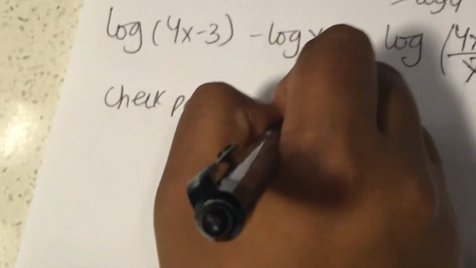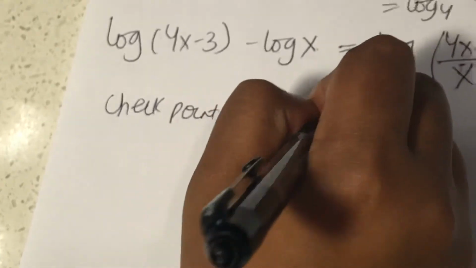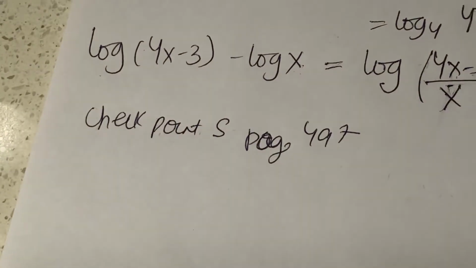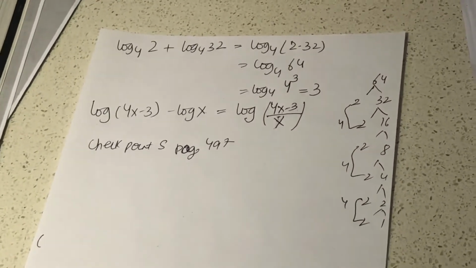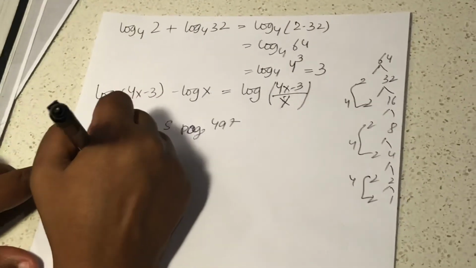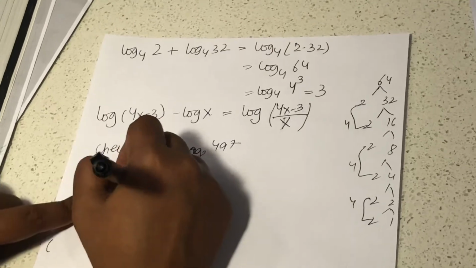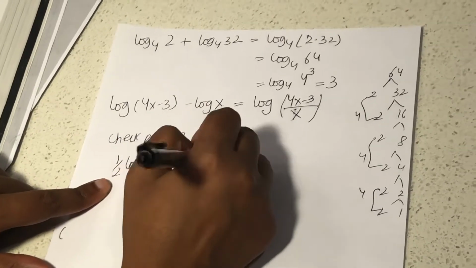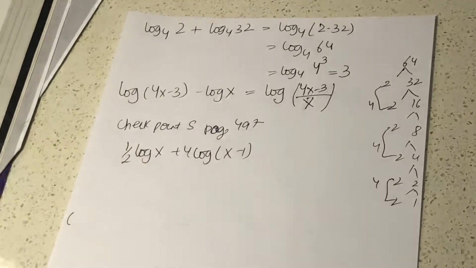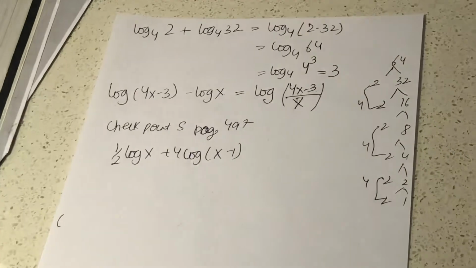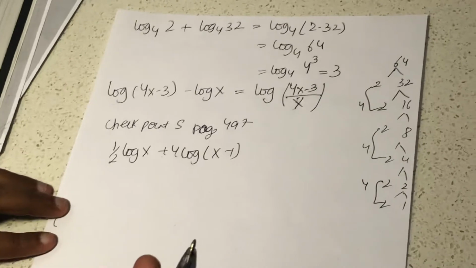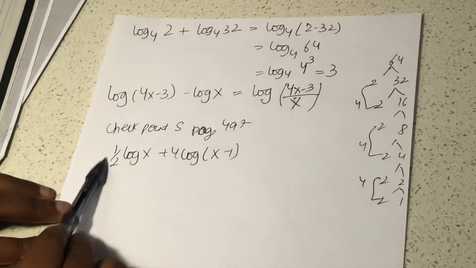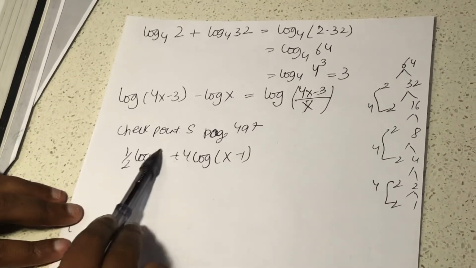Checkpoint 5, page 497. Okay. Some more examples we can do: you have half log x plus 4 log (x minus 1). They say you have to condense, make it into a simple log. How do you do it? You're like, oh, addition, that means multiplication. Let's do it. No, there are numbers in front. First, you have to deal with numbers in front.